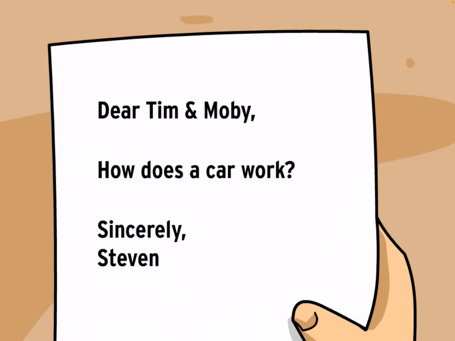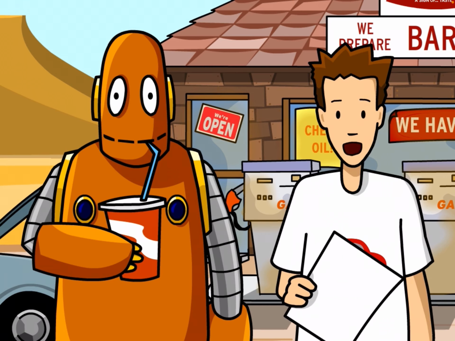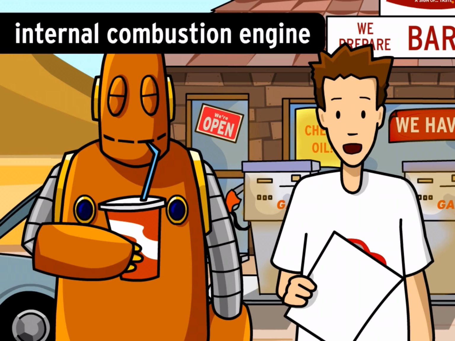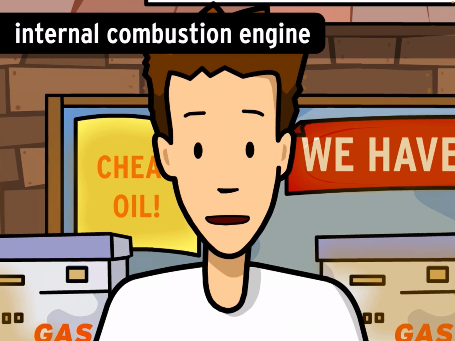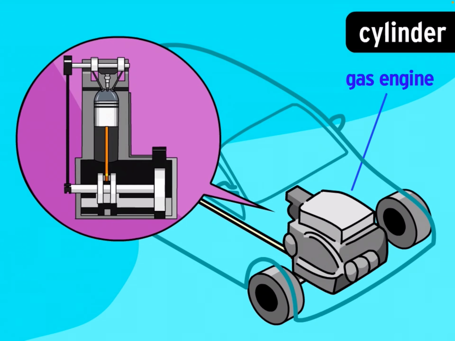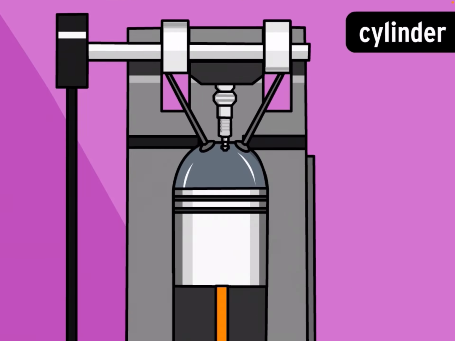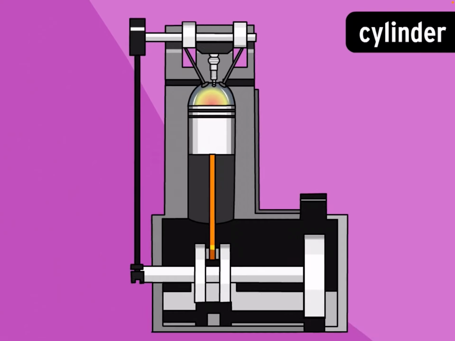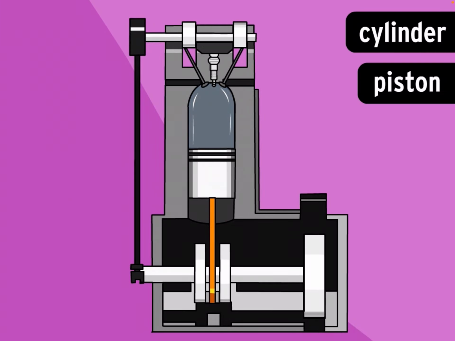Dear Tim and Moby, how does a car work? Sincerely, Stephen. Thanks for writing in, Stephen. Most cars are powered by an internal combustion engine. That's a machine that converts an explosion's energy into motion. The key to the internal combustion engine is something called the cylinder. Burning gasoline creates a tiny explosion inside the cylinders. This explosion's pressure forces another part called the piston down, which transfers the energy to the wheels.